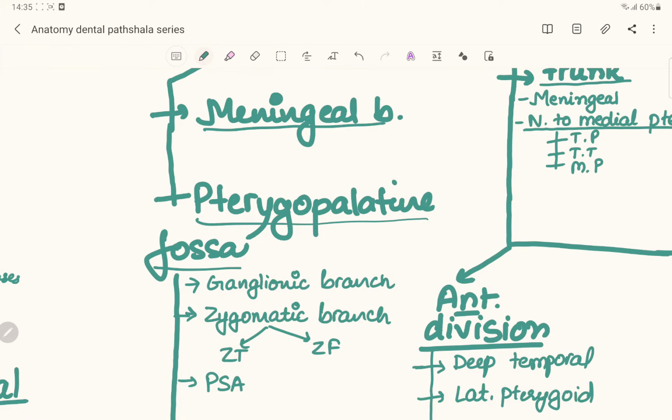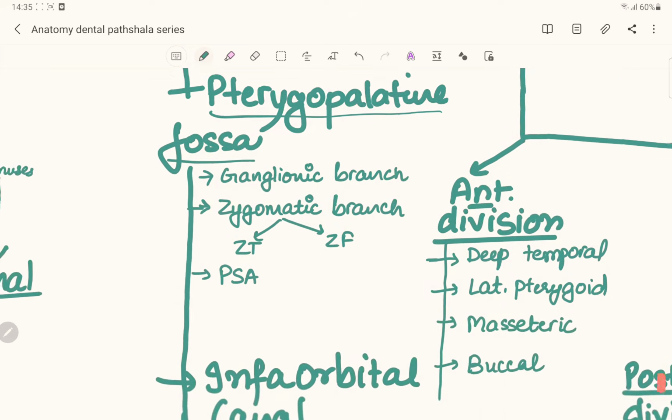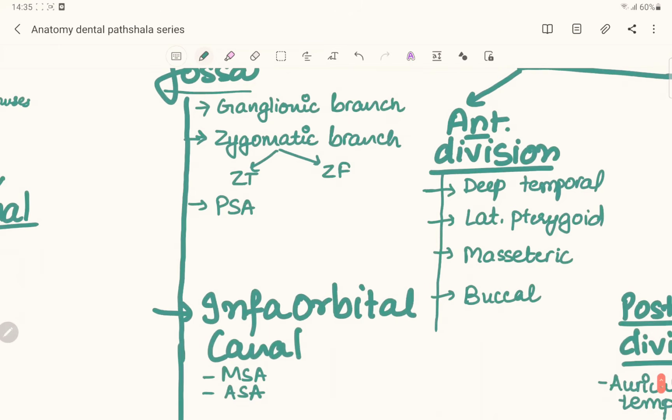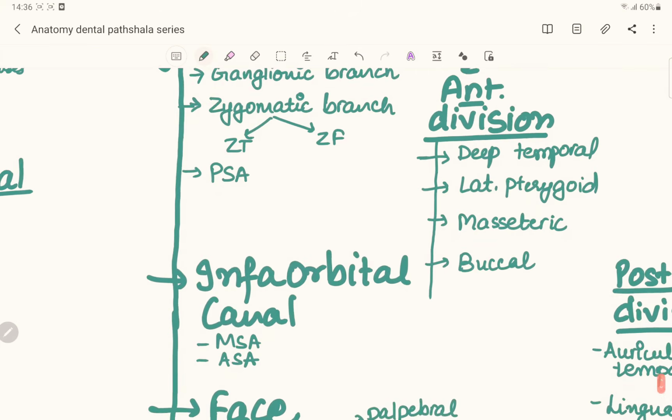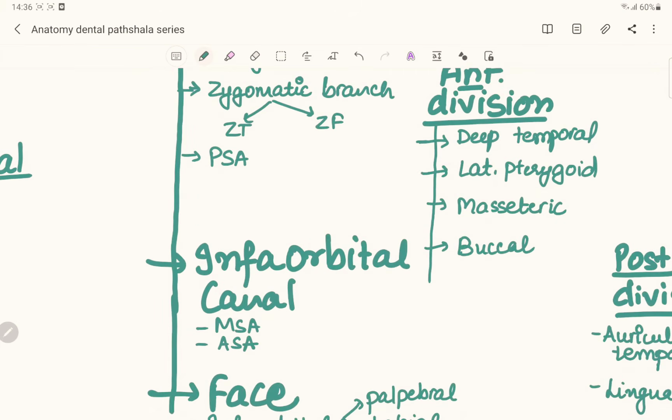And the zygomatic branches. The terminal branches of the zygomatic nerve are the zygomaticotemporal and the zygomaticofacial. Also, the posterior superior alveolar nerve, which supplies the posterior upper teeth, except the mesiobuccal cusp of the maxillary first molar, guys, because 75% of the time the mesiobuccal cusp of the maxillary first molar is supplied by the MSA, which is again in the infraorbital canal.